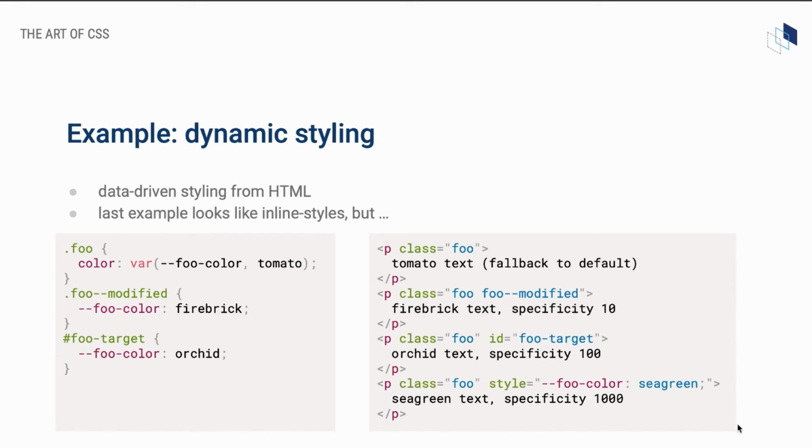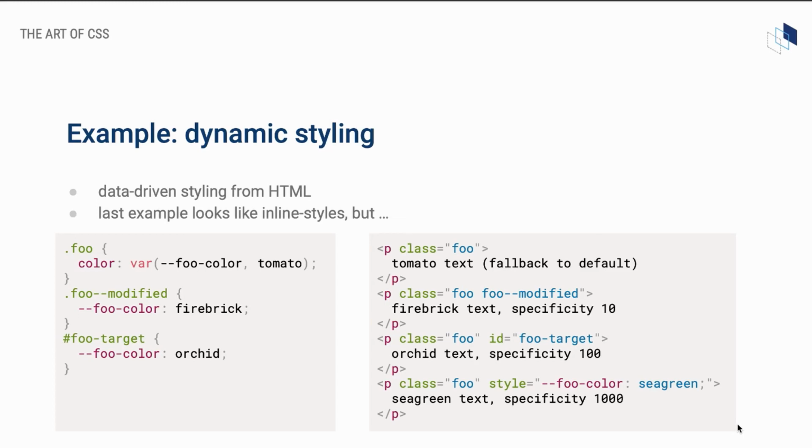For example, I have here a data-driven styling from the HTML. So on the first paragraph on the right, we see a paragraph with class foo. If you look at the CSS, we can see, okay, all right, I've got color. If foo color is not defined, it falls back to tomato. So I've got a tomato text in my first paragraph.